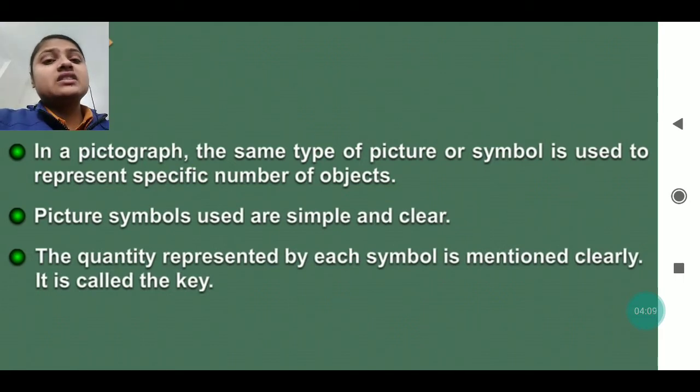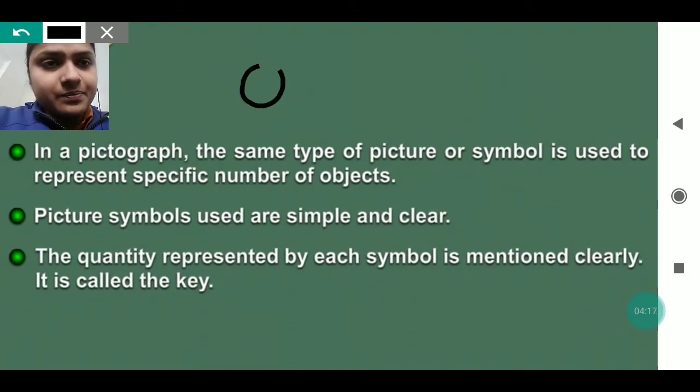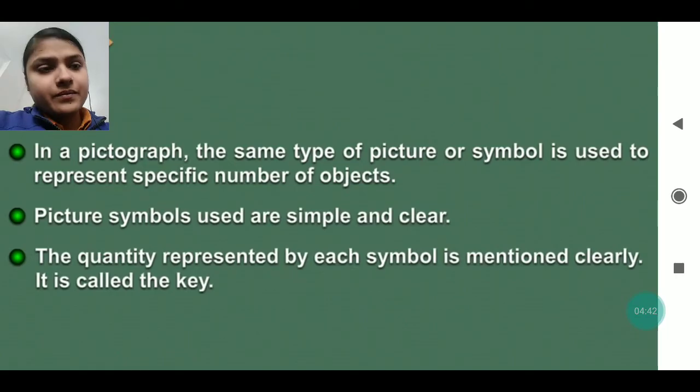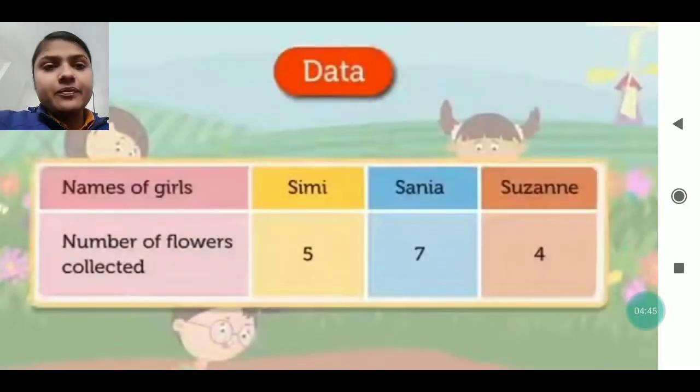In the key it is given how much one symbol is representing. Suppose I am drawing one smiley here like this, and one smiley is representing two. It means if any data is given to you and you are using the picture of smileys, one smiley means two in number, so you can draw one smiley for two. We use different types of symbols or pictures to represent the data.